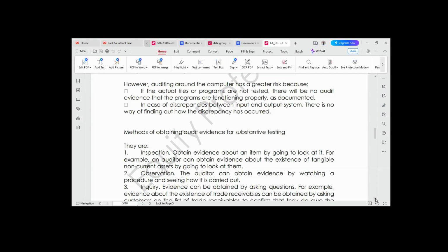Number two is observation. You use observation when you just watch and observe. And this is normally done when you do stock count. When the auditors visit and are present during stock count, one of them will just be observing. While others are doing the counting, one of them will be observing how the counting is done, to be sure that no procedure or process is left out.